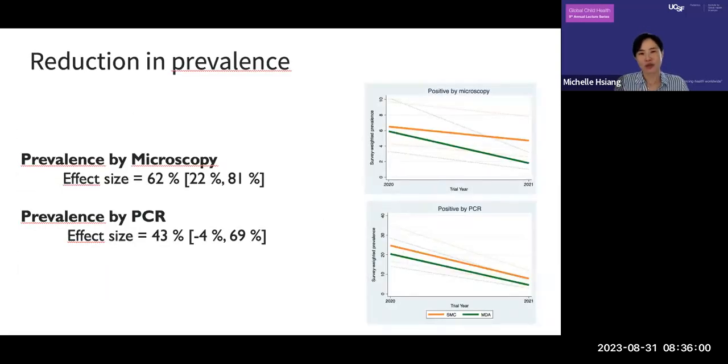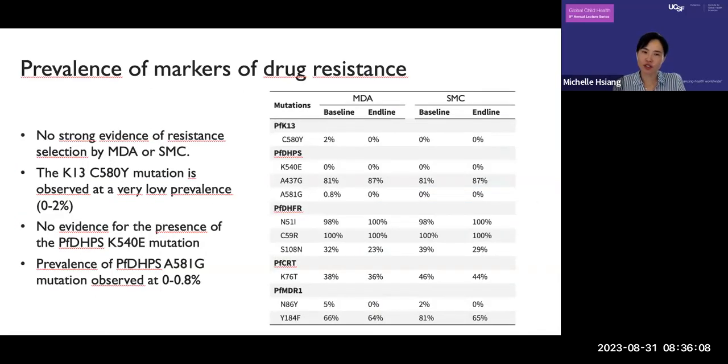This is just some visuals of the impact on prevalence by microscopy and PCR. And then we looked at markers of drug resistance for SP and the artemisinins, and we didn't see any difference at baseline and end-line in the prevalence of known markers of drug resistance.